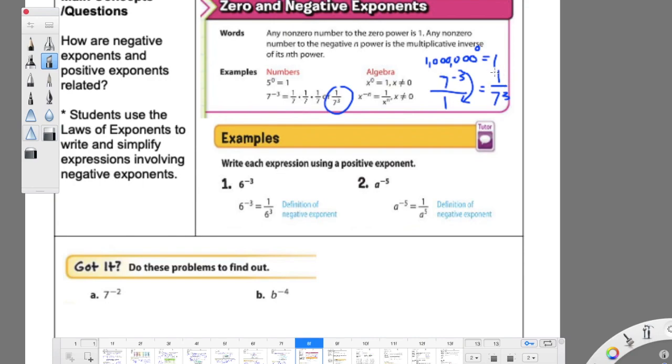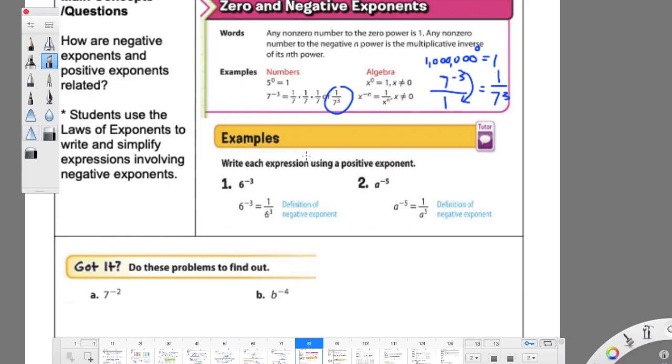So again, it just means it's in the wrong place. If it's on the top of the fraction, it should move to the bottom. If it's on the bottom of the fraction, it should move to the top. Okay? So that's my way that I like to explain negative exponents.